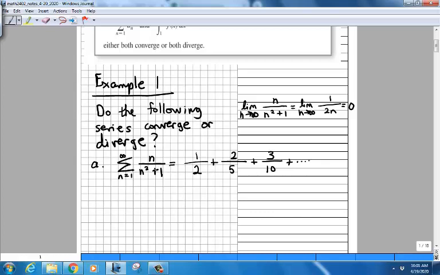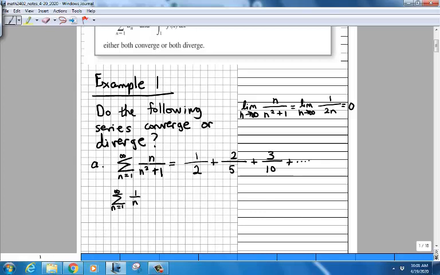Now, I want to point out something that gives me a suspicion that this series may diverge, even though the terms are getting close to 0. I'm still suspicious that the series might diverge, because this series looks a lot like this series. And why do I say that they look alike? They're not the same, but why do I say they kind of look alike?